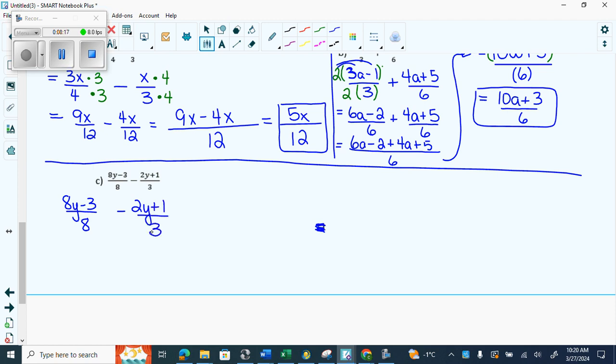Okay, it's adding or subtracting. Oh, it's subtracting. My first step is what in subtracting? Common denominator every time. So this one I'm going to multiply by what? 3. And this one I'm going to multiply by what? 8.